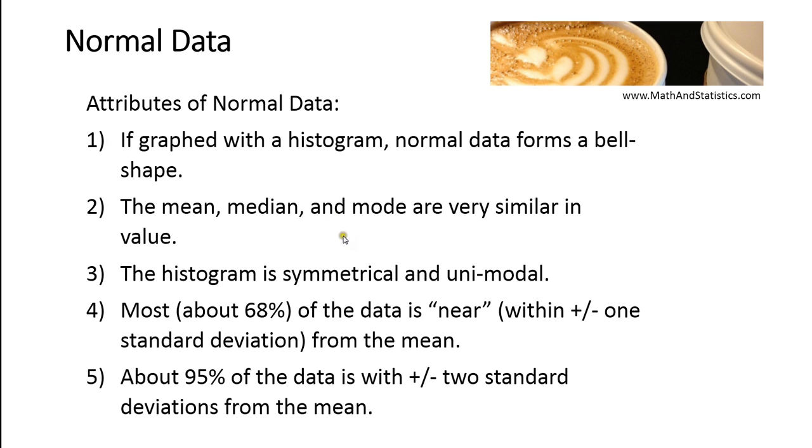As a reminder, when you have data that is normally distributed, it has certain attributes. Not all data is normally distributed, but some data, such as female height or male weight, is. If you were to collect a very large quantity of that data and graph it as a histogram, that histogram would be bell-shaped. The mean, median, and mode are very similar in value and are in the center of the data set. The histogram would be symmetrical and would have one mode.